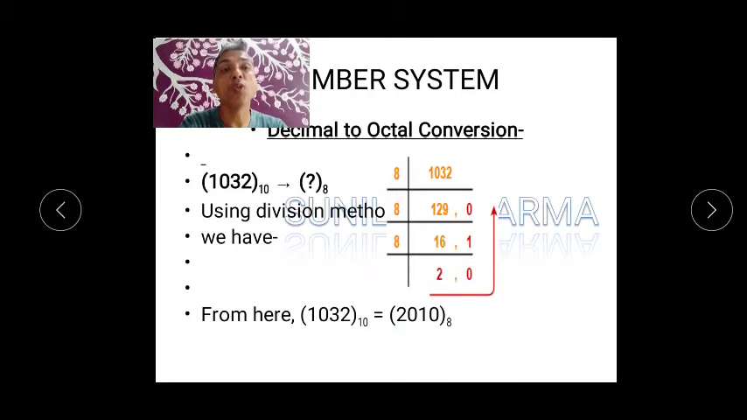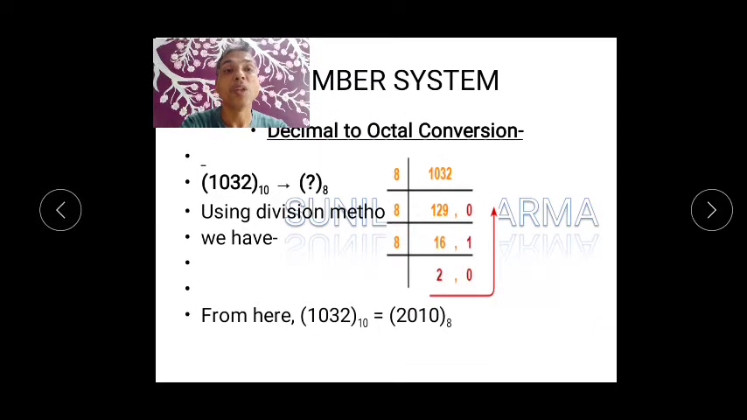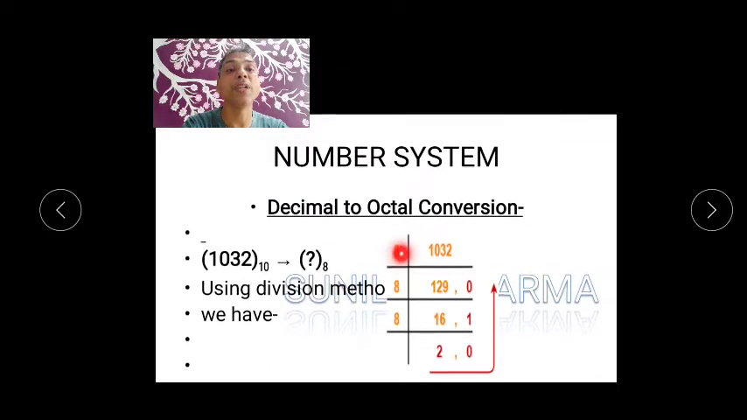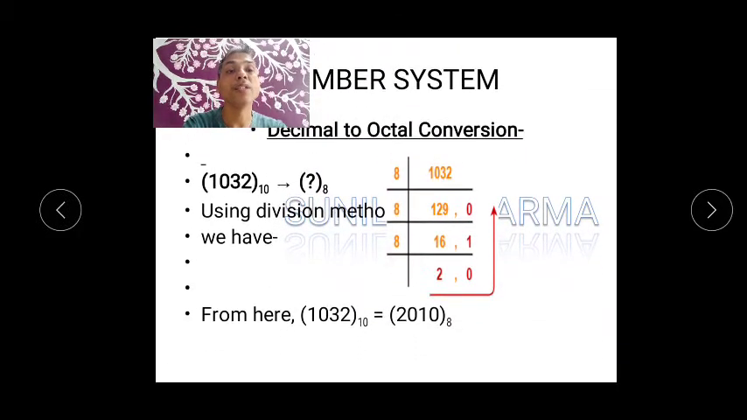You should know the perfect division, and when you can stop: if this number is less than this number, then you can stop dividing. I hope we have done this method also when we were changing decimal to binary. That time we used 2 as the divisor. Whatever base is mentioned here, that base you have to use as a divisor.